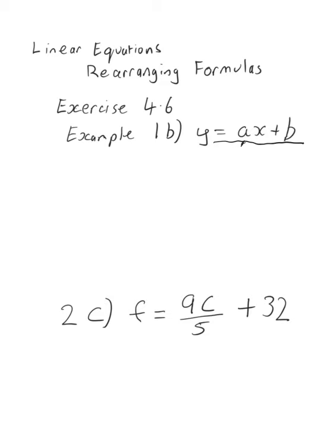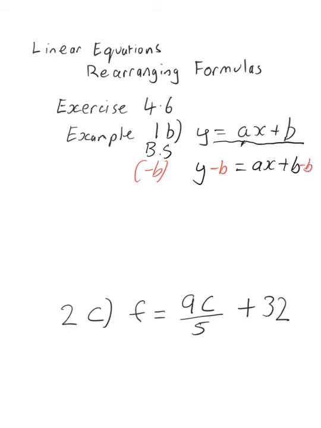Now we apply the same process that we've always applied to solving linear equations, and that is, whatever we want to remove from one side, we do its inverse, and we do that to both sides. So in this first case, I've just rewritten the formula there. The first thing we will do to both sides is to subtract b. So we're going to subtract b from both sides.